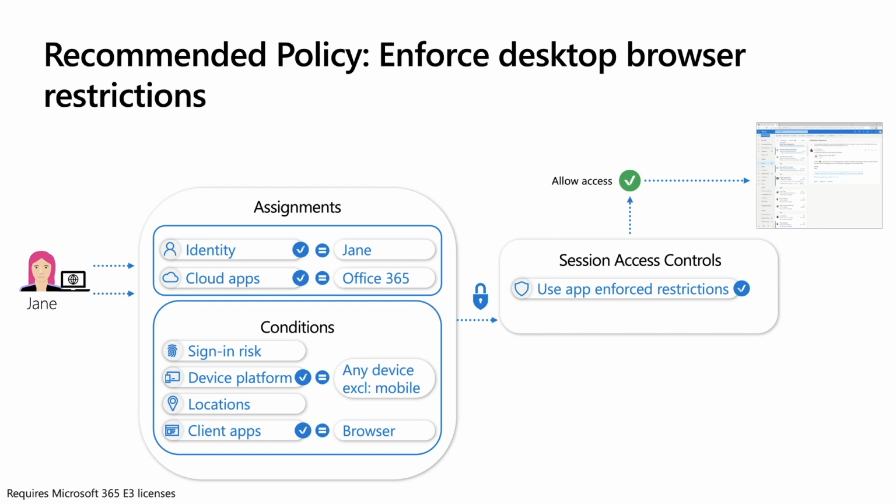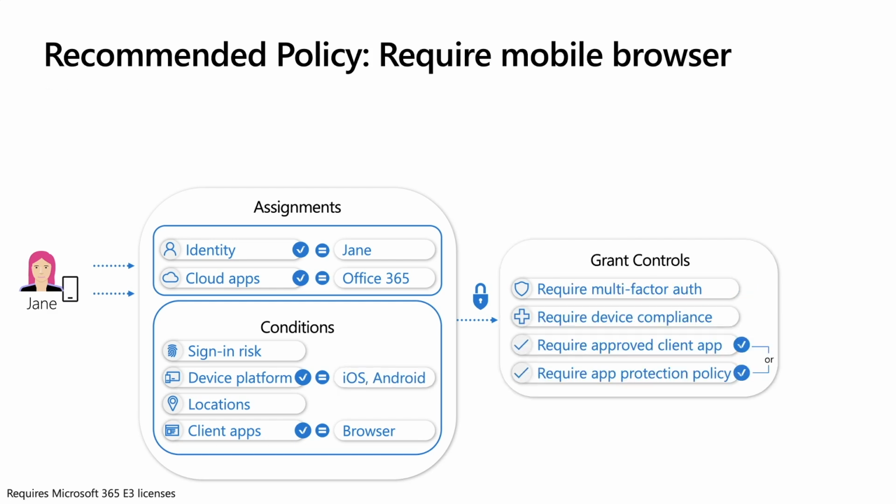Outlook on the web. Our next policy will be around requiring a mobile browser, because as you can imagine, on mobile, you still have the capability to access Outlook on the web, SharePoint Online, or even Office.com. And we want to ensure any access to your tenant is protected by an app protection policy. So we'll craft our policy with the same assignments, targeting Jane with the Office 365 Cloud app. And from a condition standpoint, we'll be focused on iOS and Android device platforms with the client app configured as a browser.